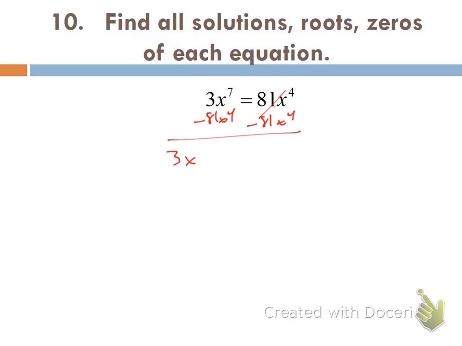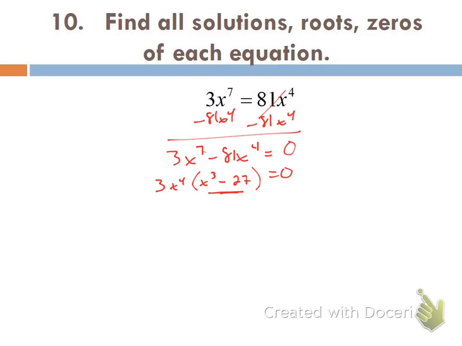So we have 3x to the 7th minus 81x to the 4th equals 0. GCF, we still want to pull out a GCF. 3 will definitely go into 81, so 3 and then x to the 4th. When we factor that out, we should be left with x to the 3rd minus 27. Okay? Now, we've got to keep factoring if we can.